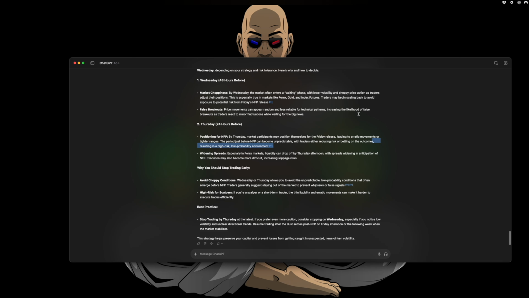And especially when you start providing it with market data and your own trading data, you can take things to the next level.